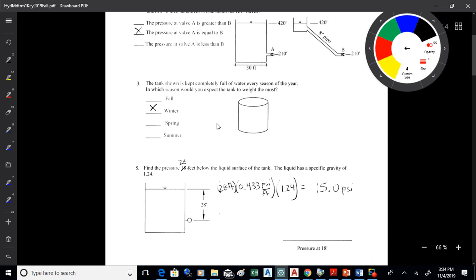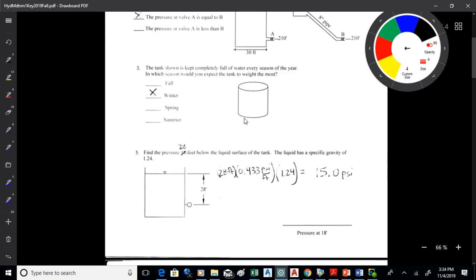Number 3 there, the density of the water would be higher in the winter, so the tank would weigh more in the winter because it's coldest in the winter.